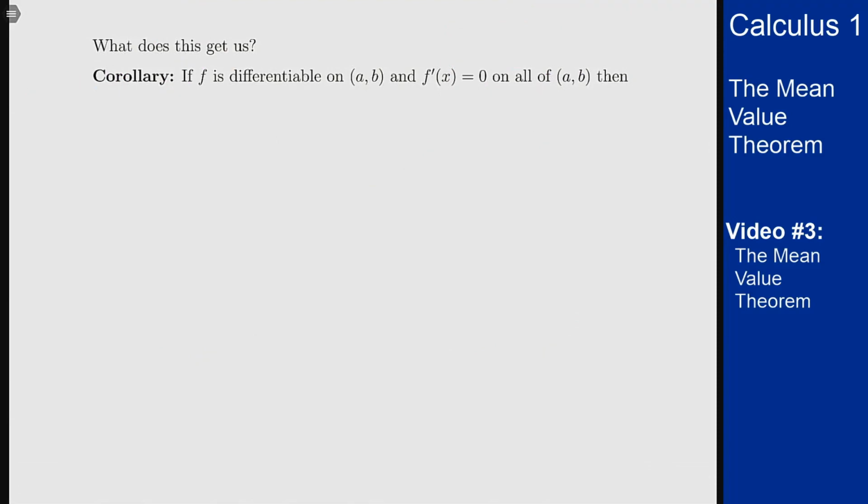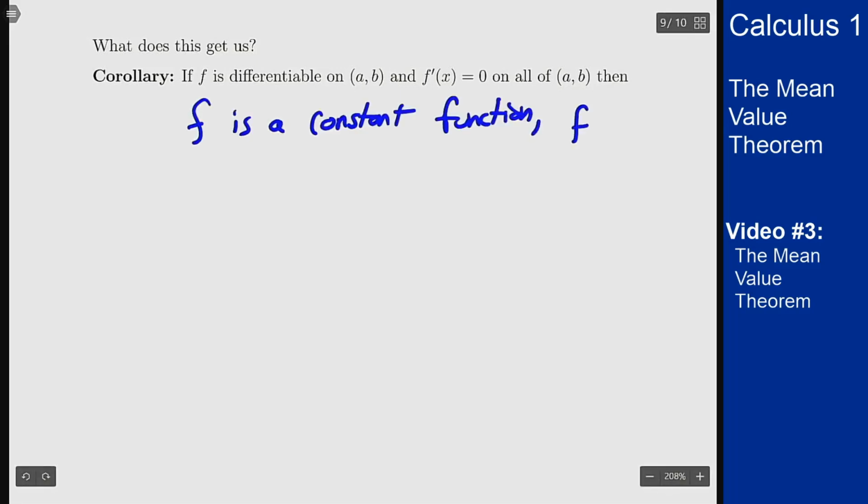And the one main corollary it gets us is the following. If I have a differentiable function, which therefore is continuous, on the interval from a to b, and f prime is 0 everywhere, then the mean value theorem tells me f is a constant function. That is, f of x equals c for x in the interval from a to b. It is always the same number the entire time.